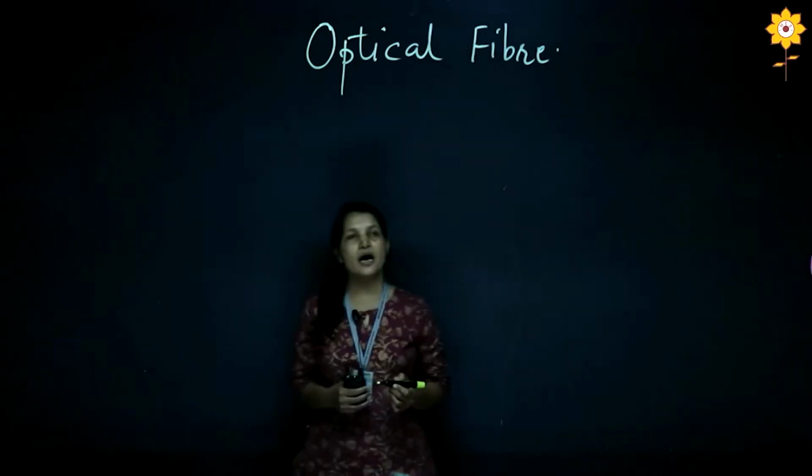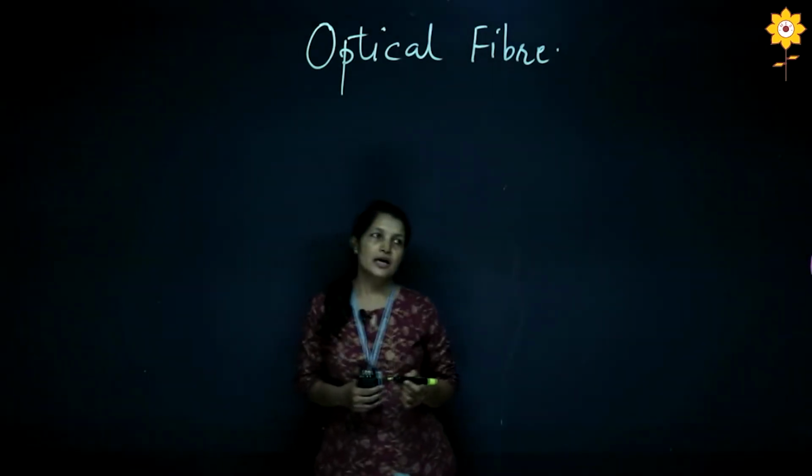This topic is for SY BSc students, Physics paper 3, and the topic is optical fiber. After the completion of the topic, a student is supposed to understand the structure, construction, working principle, and the propagation of a light signal through the optical fiber. This optical fiber we have seen in our day-to-day life.